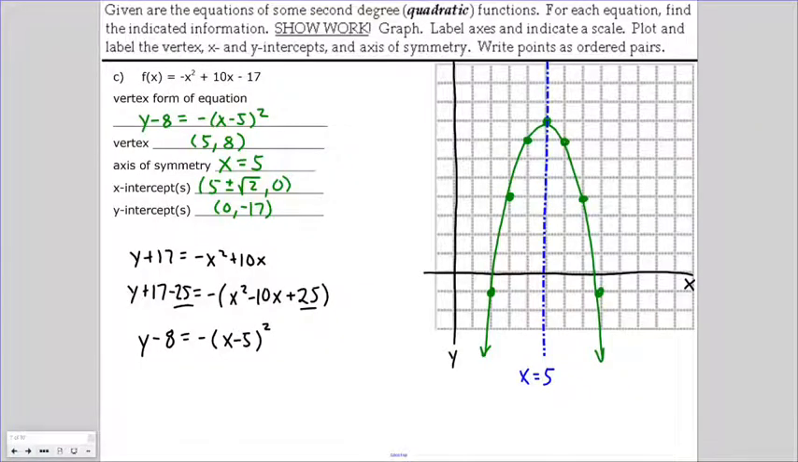Answer for C is here. Vertex form: y minus 8 is equal to negative quantity x minus 5 squared. That means you've got a downward facing parabola like we see on the graph. The vertex is (5, 8). Your axis of symmetry is x equals 5. And then check your x and y intercepts there.